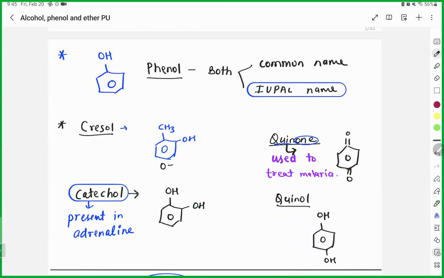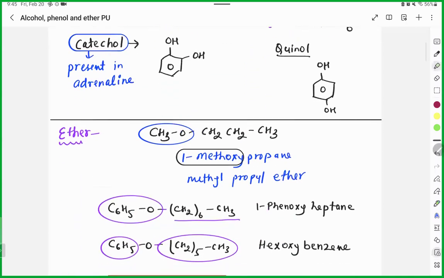Cresol is like toluene plus alcohol. Phenol is used in the treatment of malaria, given in the last chapter also. And here you have two ketone-like systems along with the benzene ring. These are the common names we use. Phenol is used both in the IUPAC and common name. This is important because, given in the NCERT, the IUPAC and common name is the same.